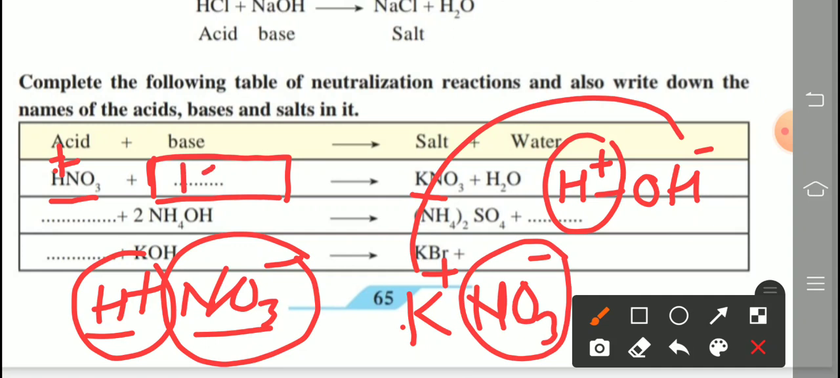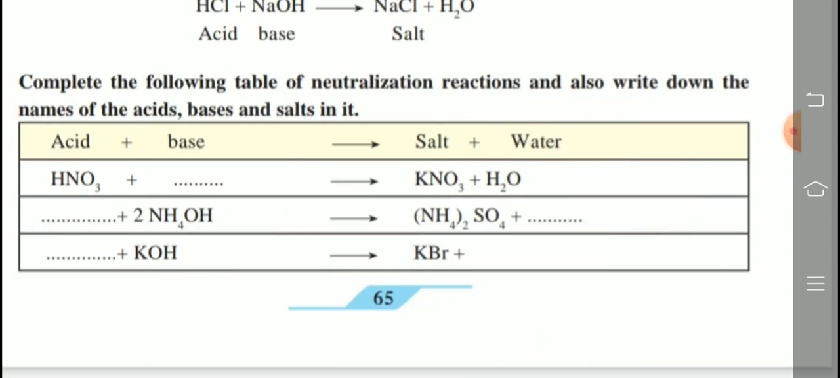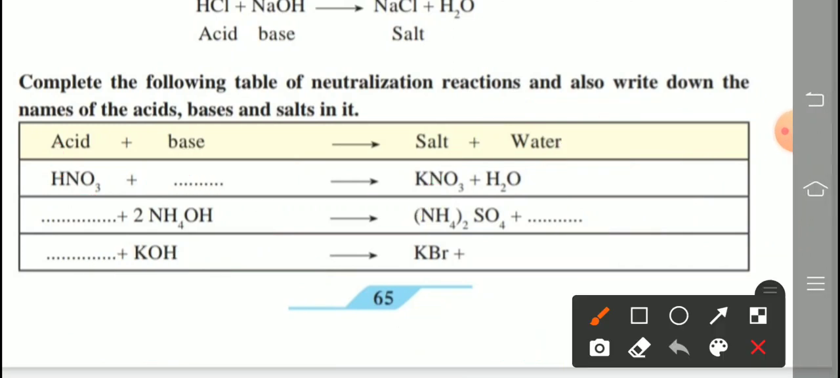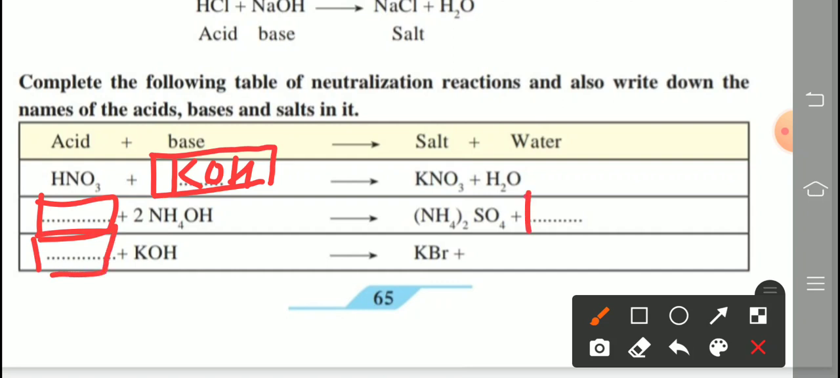So what base is used here? KOH. What is the name of this? That you also find with the help of radical table. K means potassium and OH means hydroxide, potassium hydroxide. So write KOH here, make the box to it, and below it write potassium hydroxide. Like this way you find out the answer at these blank spaces. Make the boxes and write down the names there. Clear? I will show the answer of this table in our assignment.